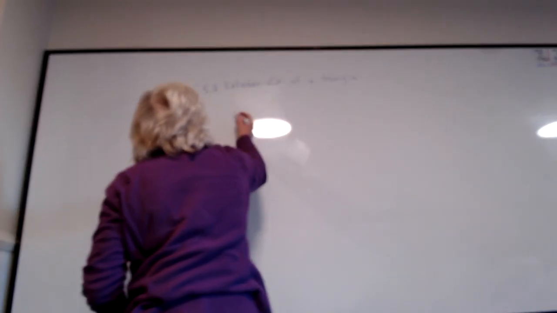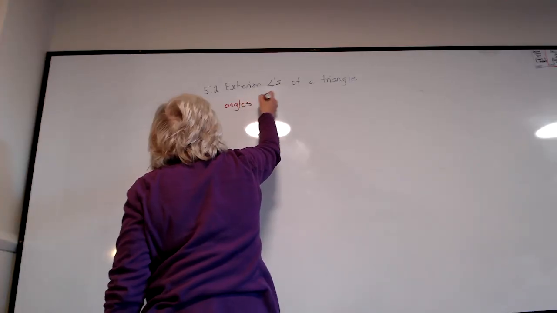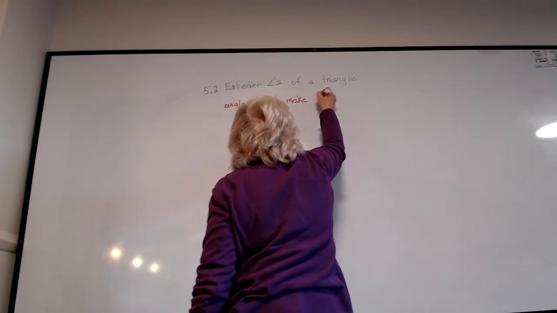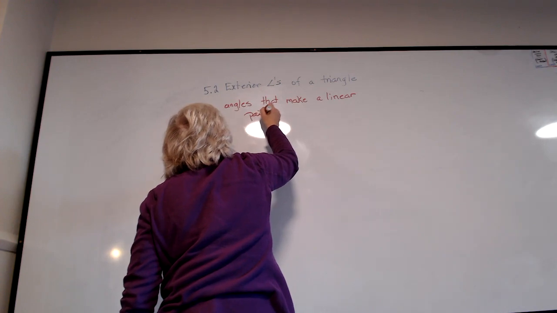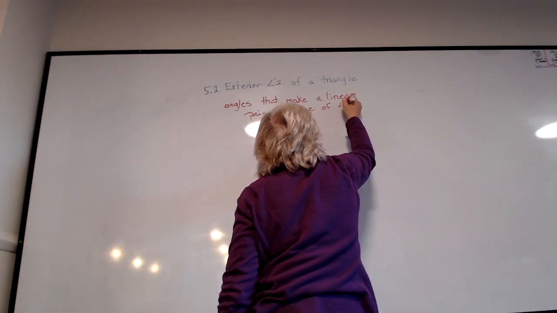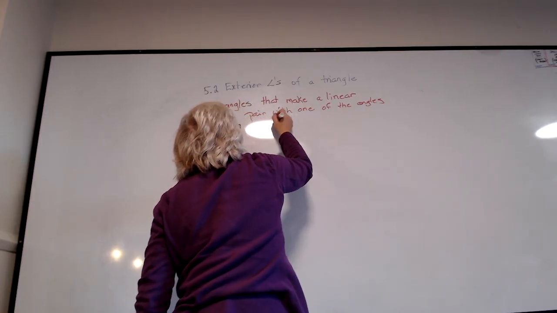Exterior angles, I'm trying to find different markers here. Let's see. Try this one. Exterior angles are angles that make a linear pair with one of the angles in the triangle.